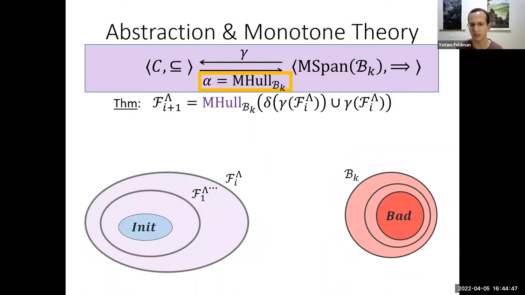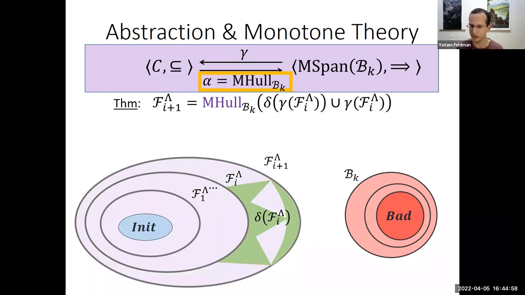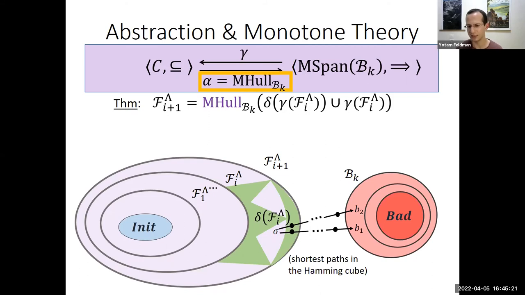Suppose we have some frame of Lambda PDR, and we take the exact post image of that frame. And now the next frame of Lambda PDR is going to be the monotone hull of that. And that's sort of a completion operator that adds not only the states that are exactly reachable, but all the states that the exact post image stands between them and BK, the set of counterexamples. So sigma is included in the monotone hull if between sigma and any counterexample in BK, there's some shortest path in the Hamming cube, shortest path in Hamming distance, that intersects the exact post image. So in a sense, sigma is protected from exclusion due to any of the counterexamples.